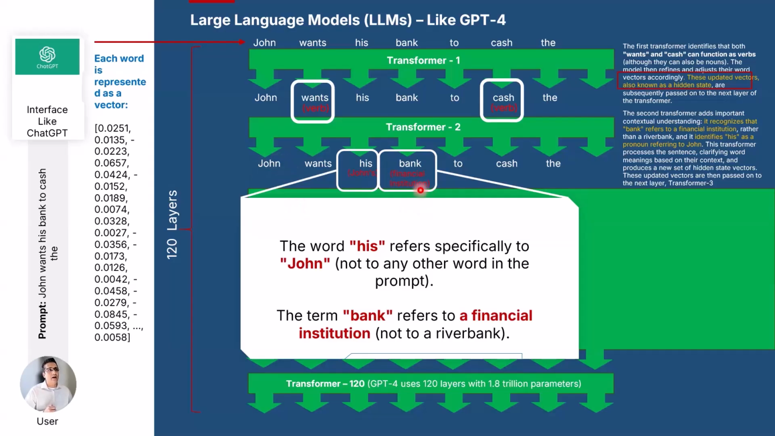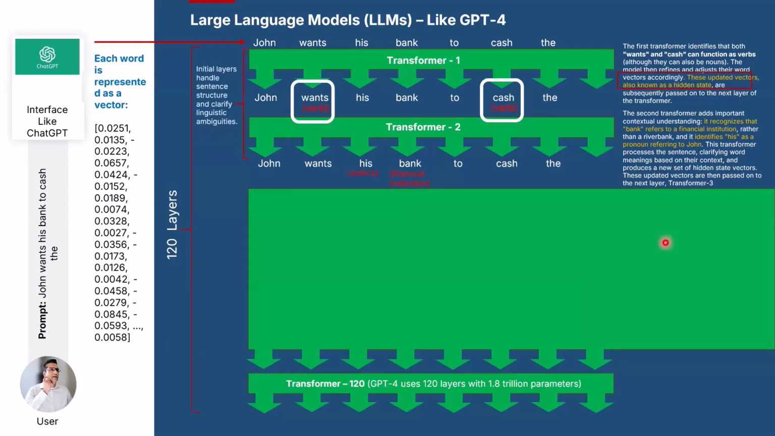That's what it figured out. The second thing it figured out is that the word bank is actually a financial institution. It's not a river bank, because bank can be a river bank or a financial institution. But it figured that out in this context. The prompt actually is referring to a financial institution by referring to a bank. Now, how did it determine that the word his is referring to John? I will explain that when we go inside the transformer, what exactly happens inside the transformer. So let's take a look at what happened inside the transformers.